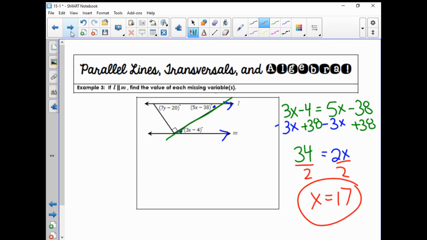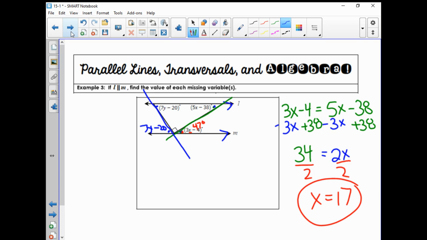Let's go ahead and plug it in so we can find the measure of this angle right here. Okay, so we're just going to plug it in for that x. We're going to say 3 times 17 is 51. Subtract 4 gives me an angle measure of 47 degrees. Now, to find our y right here, y up here, notice one thing about y. Let's look at this transversal this time. We're going to ignore the green transversal and look at this transversal. This one and this angle right here, these are your alternate interior angles, and they are the same.